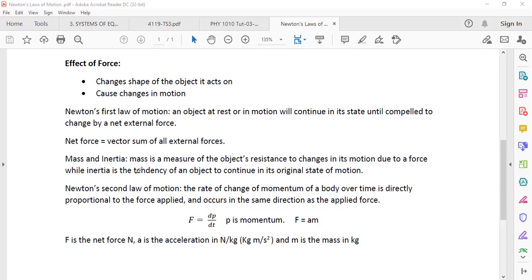Then inertia is the tendency of an object to continue in its original state of motion. Say you throw a ball at someone. The inertia the ball has, and the force that someone would need to apply to stop that ball from moving, would need to be greater than the mass.